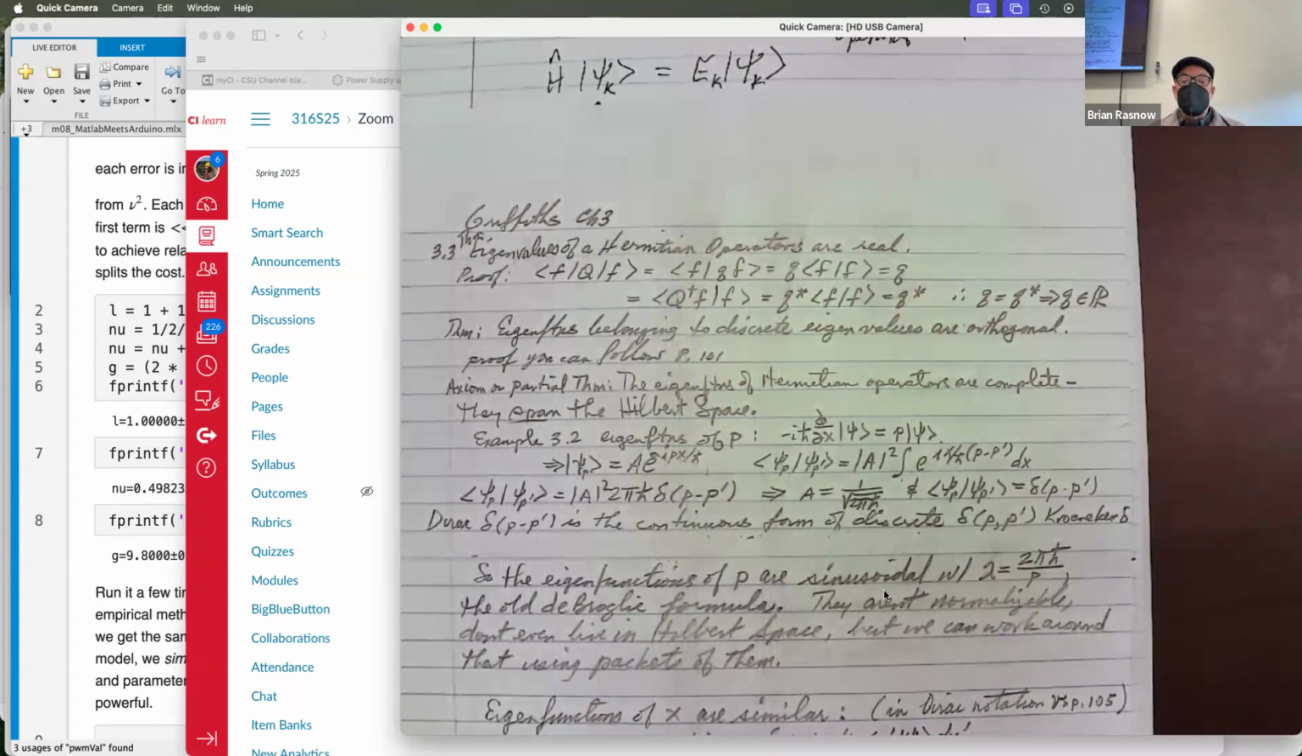So the eigenfunctions of p are sinusoidal with wavelength 2 pi h bar over p. That's the old de Broglie formula.